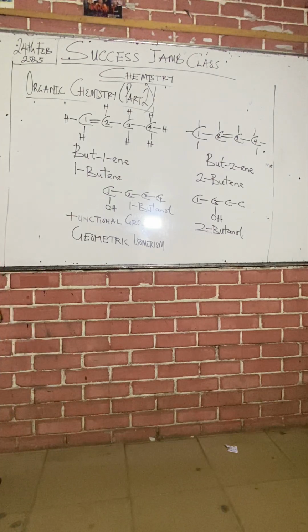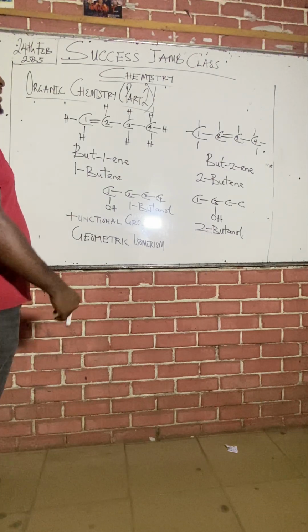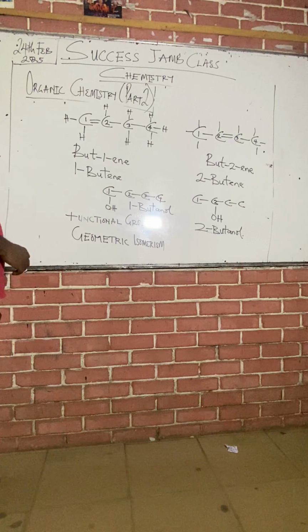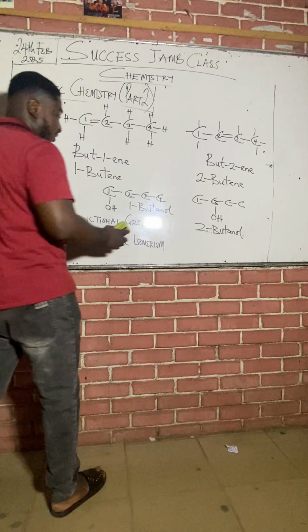While we're taking our time to teach this, for JAMB you need to be well versed. If you are writing chemistry and you want to get at least 90 over 100, you need a good score in your organic chemistry.